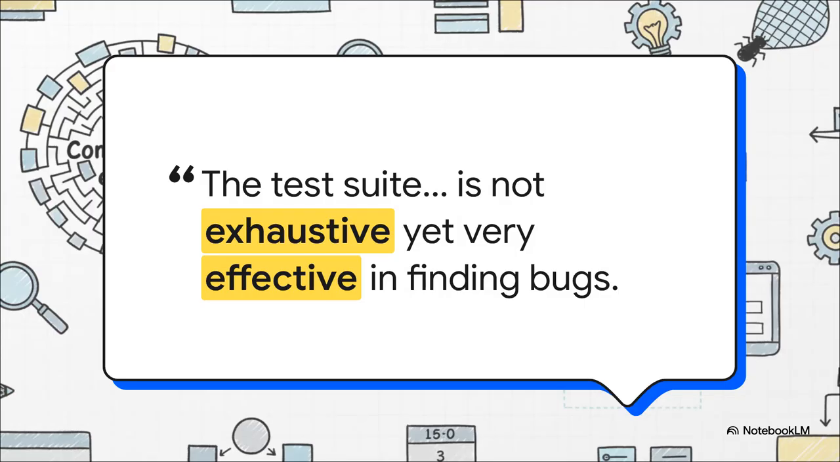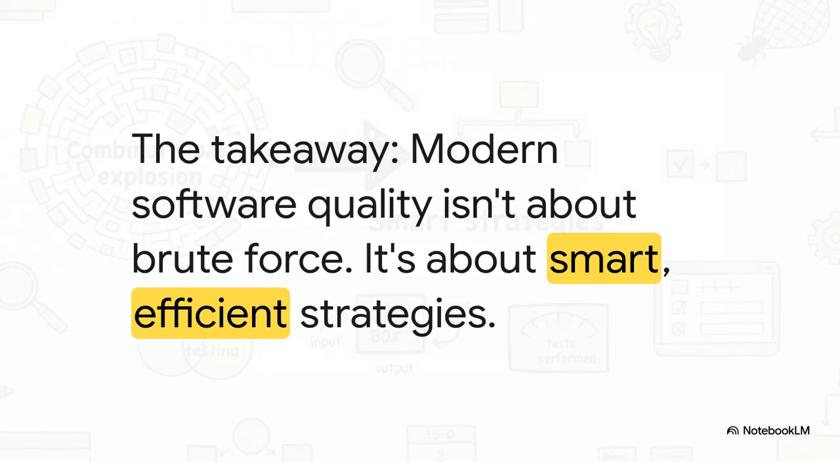This quote really just sums it all up perfectly. The goal isn't to be exhaustive, because as we saw, that's impossible. The goal is to be effective. It's a strategic bet that almost always pays off. So the real takeaway here is this. Building reliable software in the world we live in today is a game of strategy, not stamina. It's about intelligently figuring out where bugs are most likely to be hiding and focusing all your energy right there, instead of just trying to search everywhere at once.